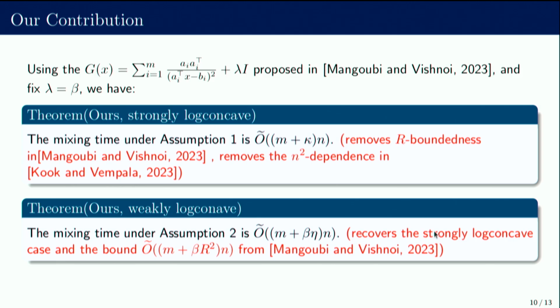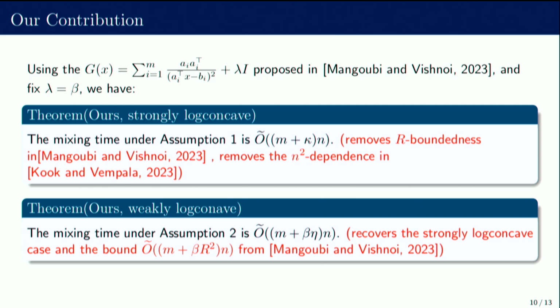We used the Mangoubi and Vishnoi regularized version, the same matrix, and we proved the mixing time, under the strongly log-concave assumption, is m plus κ times n. So first, it removes the R-boundedness in Mangoubi and Vishnoi, and also for the quadratic case, κ can be reduced to 1 after an affine transformation. Then it would be mn, so it removes the n squared dependency in Cook and Vempala.